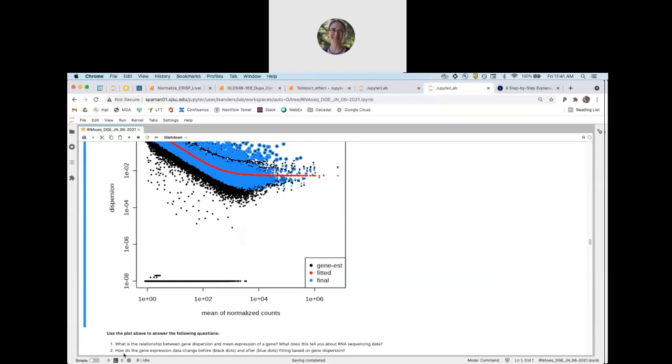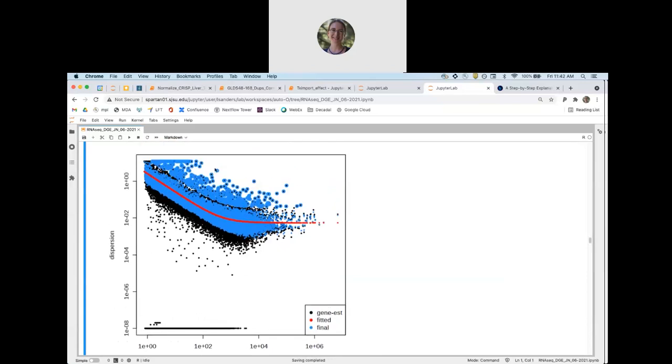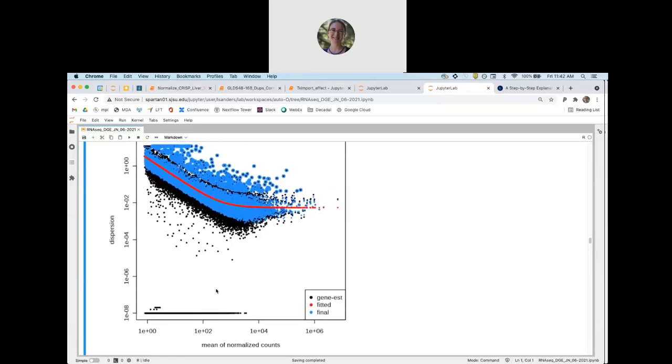The second question here is, can we say how the gene expression data are changing before and after the gene dispersion estimation? What's happening here between the black dots, which are before dispersion estimation, and the blue dots, which are after? What's the general trend here going from black dots to blue dots? How are the gene expression data changing?